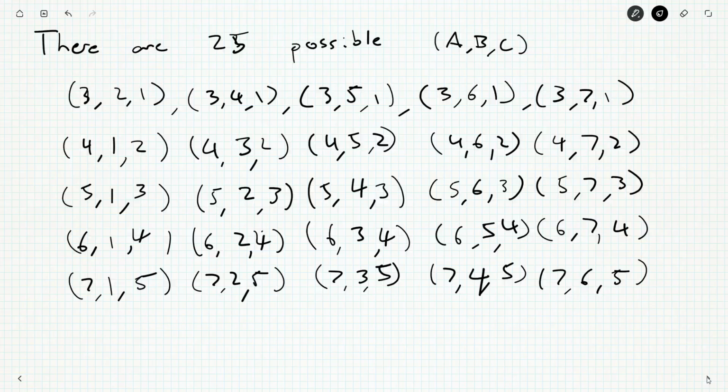So those are our possibilities for A, B, and C. Okay, and that wraps up question 8.